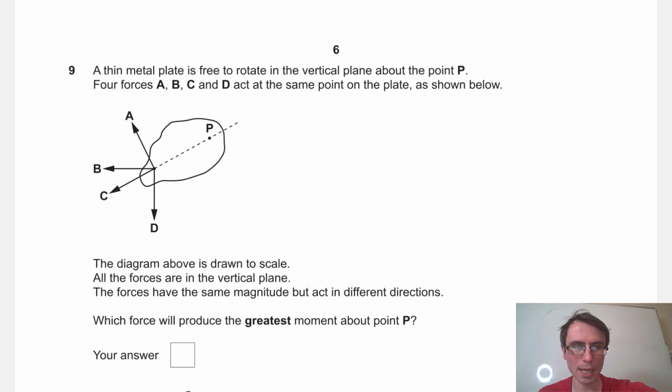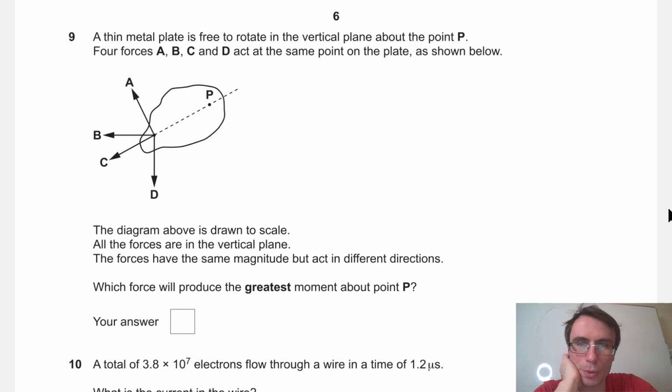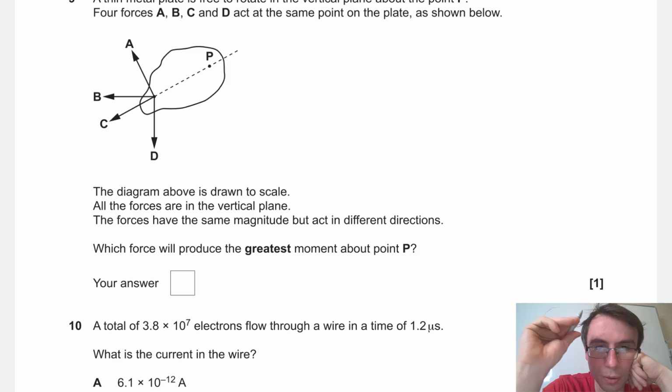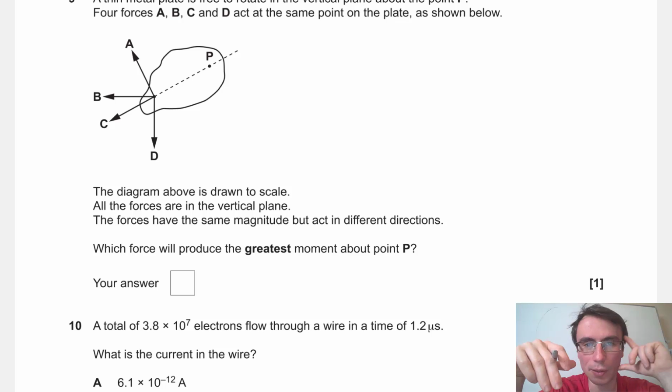Okay, next one. A thin metal plate is free to rotate in the vertical plane about the point P. 4 forces A, B, C, and D act at the same point on the plate as shown. The diagram above is drawn to scale. All the forces are in the vertical plane. The forces have the same magnitude but act in different directions. Which force will produce the greatest moment about P? Okay, so all we need to do is look at the force times its perpendicular distance.